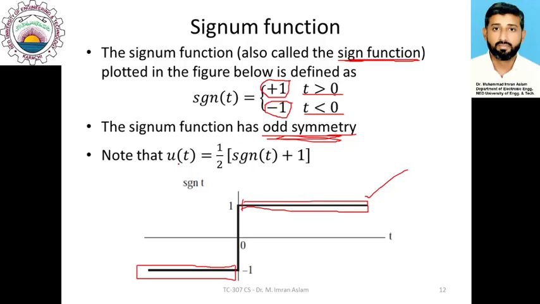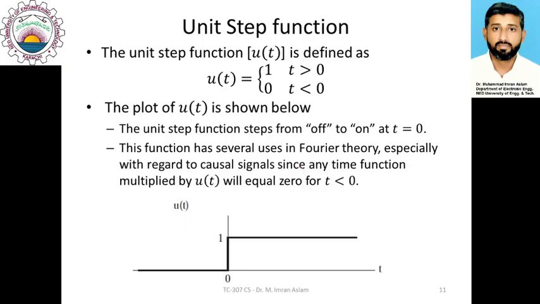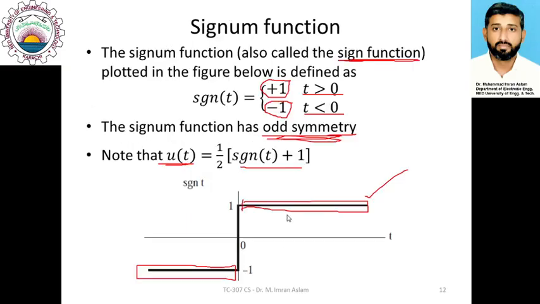You should also note that we can easily relate this step function with the signum function. The previously discussed signum function is here. If we add 1 to the signum function, it will become twice u(t). So u(t) can be written as half of sgn(t) plus 1. So we can easily relate this step function with the signum function as well.